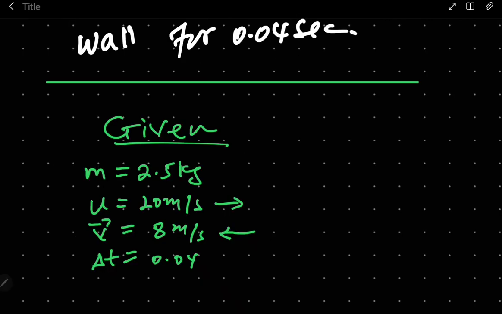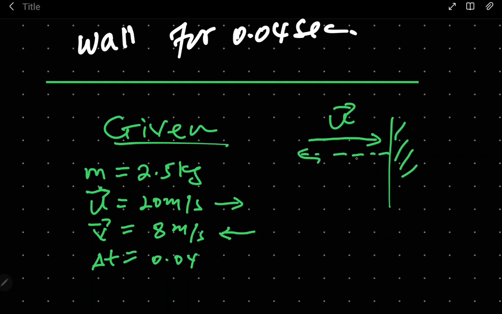Okay, in this specific problem, we are given the mass is 2.5 kilogram and the initial velocity is 10 meters per second. If this is a wall, the initial velocity is towards the wall, this is the direction of u, and it bounces off in the opposite direction, meaning the final velocity is towards the negative x-axis. The final velocity is 8 meters per second to the negative x-axis. The change in time is given to be 0.04.